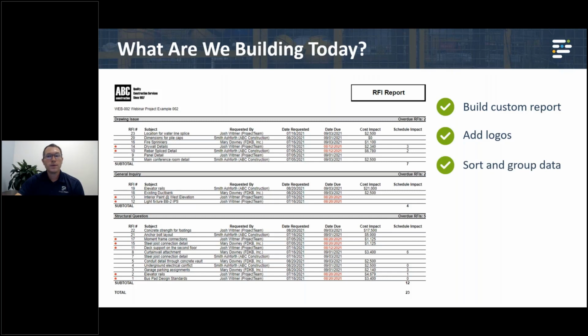We'll sort and group our data. Those things are going to be pretty closely tied, and I'll talk about that. In this case, I'm looking at the category, like I said on that illustration that I made. I've got drawing issues, general inquiries, structural questions. Those are my categories on my RFIs. You can have whatever categories you want. That's just an example. We want to highlight issues.